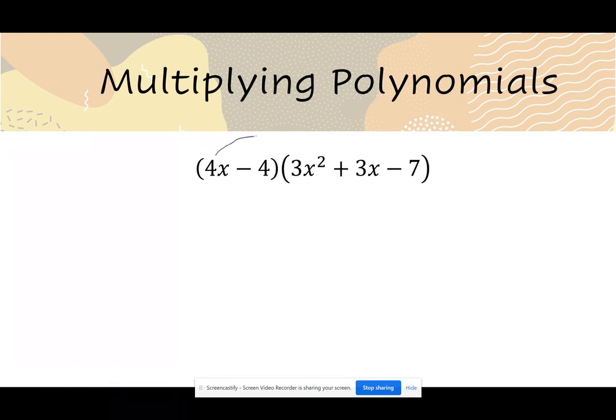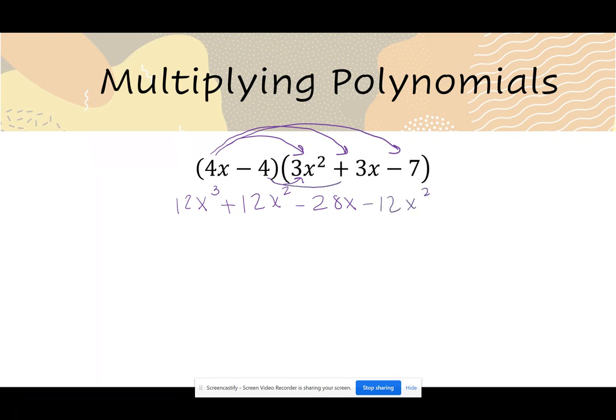Again here, multiply everything by everything. 4x times 3x squared gives you 12x to the 3rd. 4x times 3x gives you 12x squared. 4x times -7 is -28x. -4 times 3x squared is -12x squared. -4 times 3x is -12x. And -4 times -7 is +28.